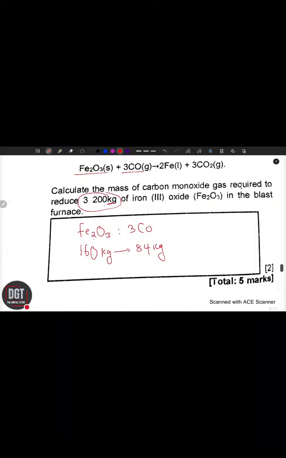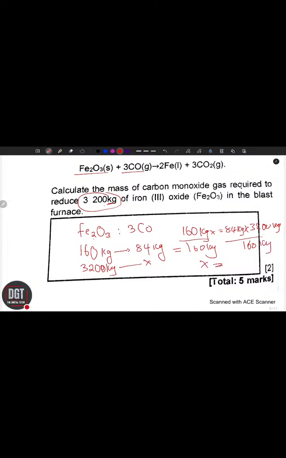What about, here they're saying required to reduce mass of carbon monoxide. What about 3,200 kg of iron? How much of carbon monoxide will be required? So this is 160 kg, x equal to 84 multiplied by what? I'm just leaving out units for the sake of space. Or let me just put them. 84 kg multiplied by 3,200 kg divided by 160 kg.